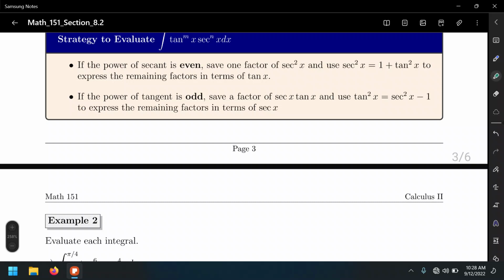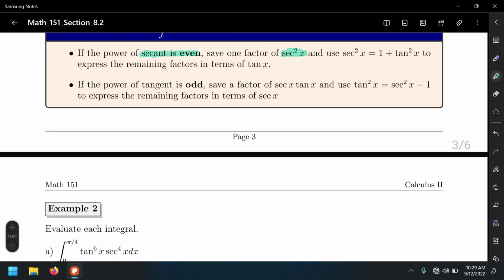Whenever we have an even power of secant, what we do is save one power of secant squared, and the reason for that is because secant squared is the derivative of what function? Anyone? Tangent, right? So in this case, we write the remaining powers of secant in terms of tangent, and then let u be the tangent function. The du part will be secant squared x, which is the power of secant squared x that we saved to do the U-substitution.